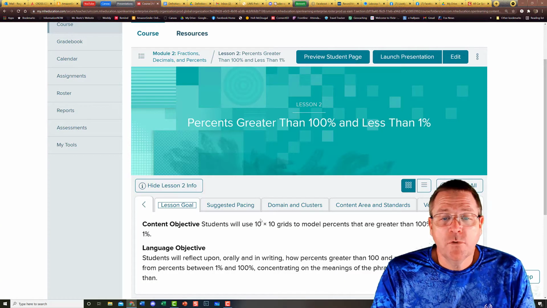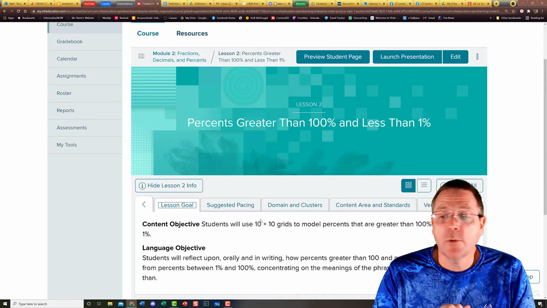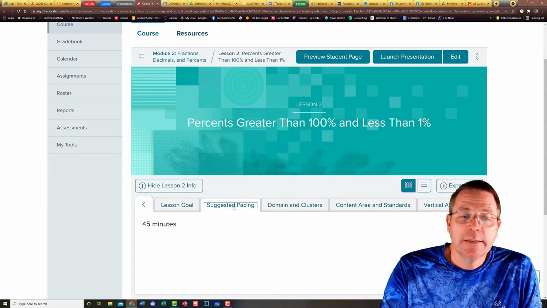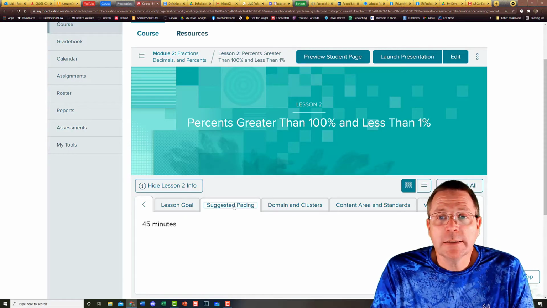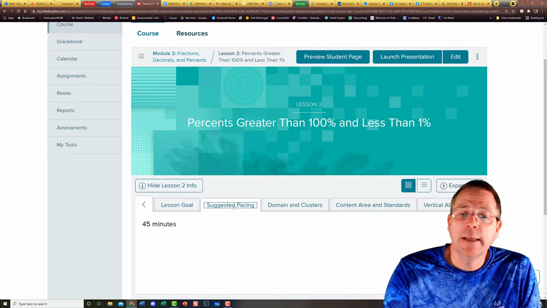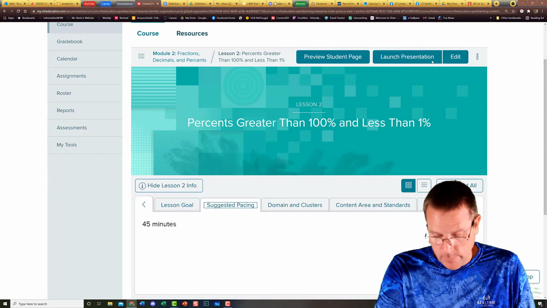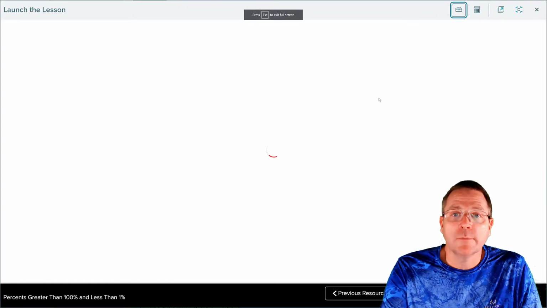Content objectives, students will use the 10 by 10 grids to model percents that are greater than 100% and less than 1%, and I'm honestly curious about how we're going to do that. Suggested pacing says this is a 45-minute lesson, so we should knock this out in a single day, and you have no new vocabulary terms, so let's get started.